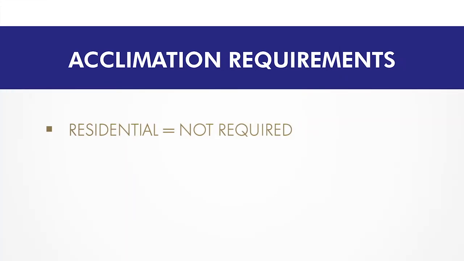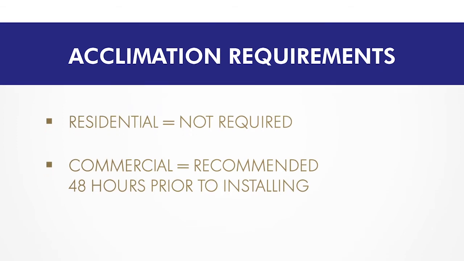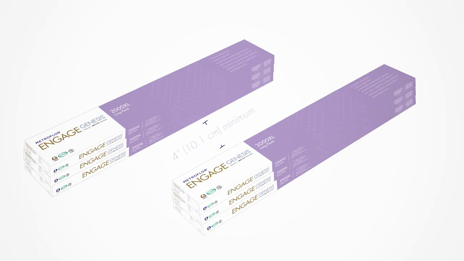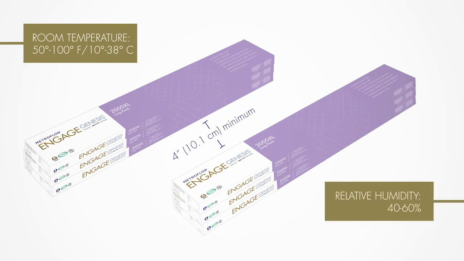Acclimation is not required in residential installations. For commercial applications, Metroflor recommends acclimating the flooring for 48 hours prior to installing. Place unopened cartons in stacks of no more than 3 high and at least 4 inches apart, away from heating and cooling ducts and direct sunlight. Maintain the room temperature between 50 and 100 degrees Fahrenheit or 10 and 38 degrees Celsius and keep the humidity level between 40 to 60% before, during, and after installation.